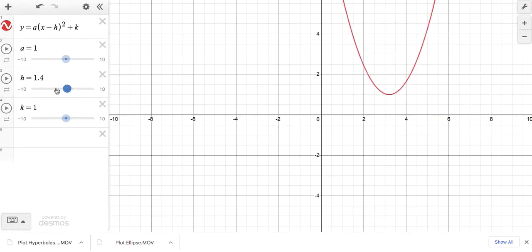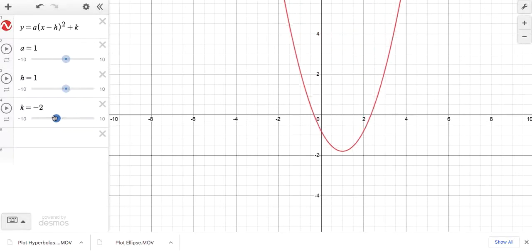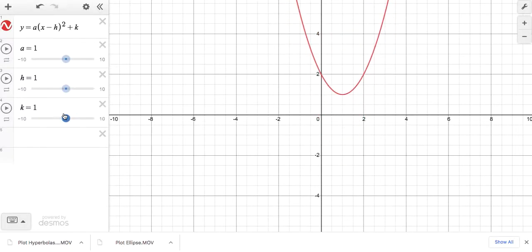So shifting h just moves the parabola left and right. It just shifts where the vertex is horizontally. And likewise, shifting the k value is just going to move it vertically. So h sets the x-coordinate of the vertex of the parabola. k sets the y-coordinate of the vertex of the parabola.